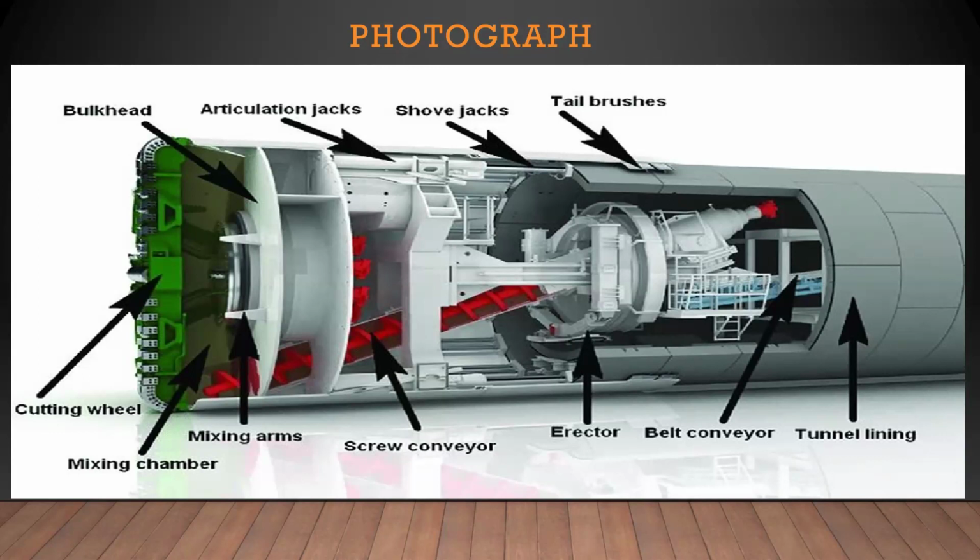That means 2150 mm. These main jacks are used for the tunnel driving for the straight portions. This is called the articulation jacks. We are using the articulation jacks only at the portion of curve. So the main jacks we are using only for the straight portions. At the portion of curve, we are using the articulation jacks.